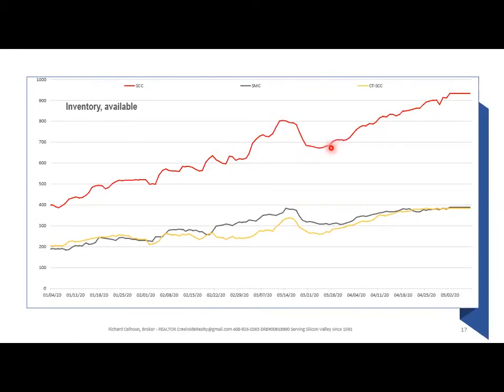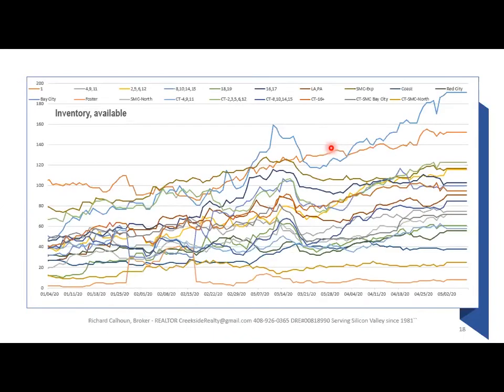I actually expect an increase in the number of new listings coming on the market this week, getting ready for next weekend, the first weekend we can actually show occupied properties. And again, there's restrictions on. And again, here is the same data.